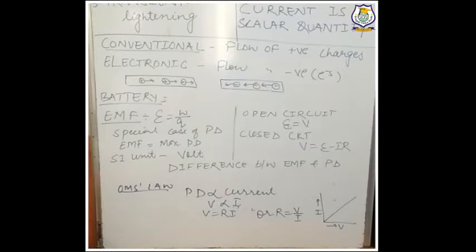And EMF is actually a kind of force which is pushing the charges from one point to another point, right? And in closed circuit we can see the value of V is E minus Ir. Now I will discuss this formula V equals E minus Ir a little later. Let's first discuss the difference between EMF and potential difference.